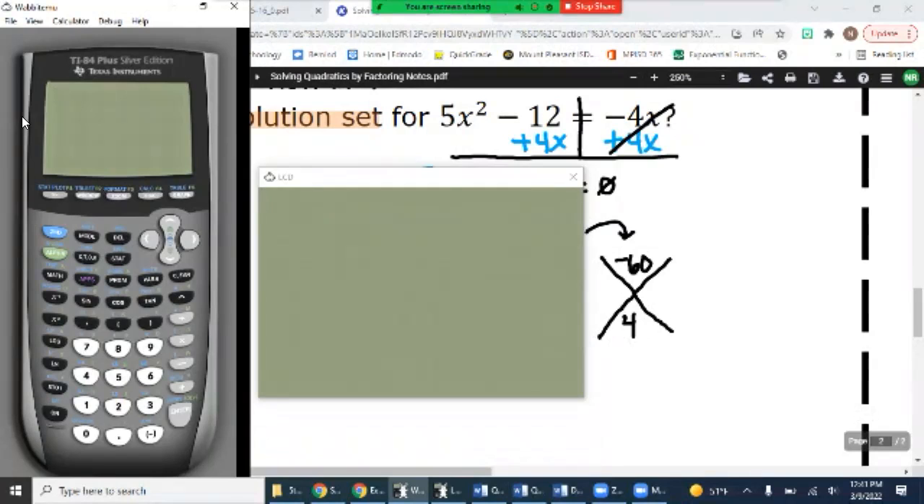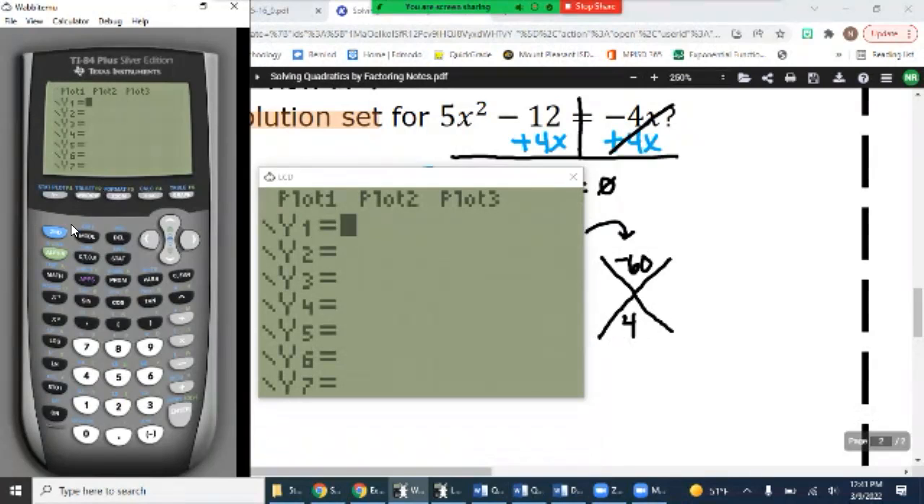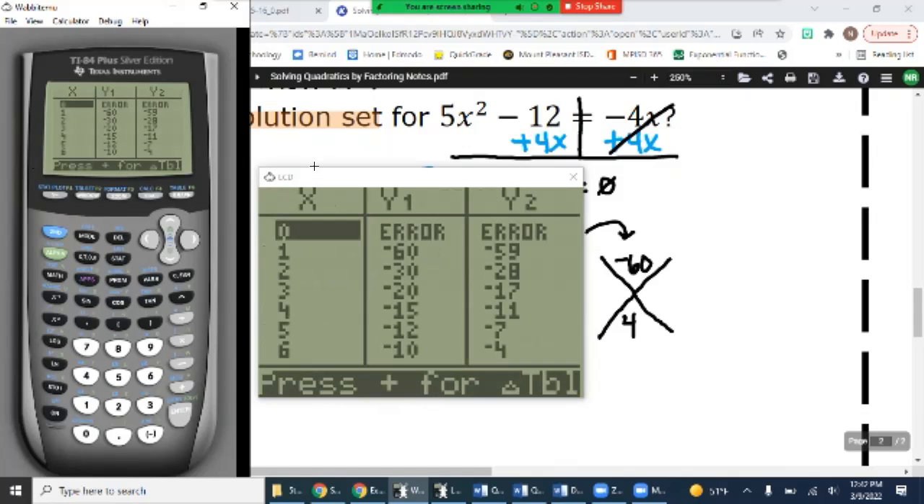Go to y equals. What do you type into y equals? Divided by x. What do you put into y2? How do you get to y1? Alpha, trace, enter. Alpha, trace, enter. Good. Now where do I go? Second graph. Go to your table. And where am I looking for the 4? In y2. I see a 4 right here. Is that it? No, because it is a -4. I'm looking for a +4.